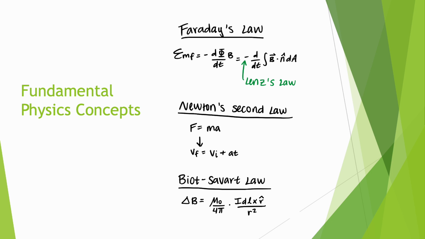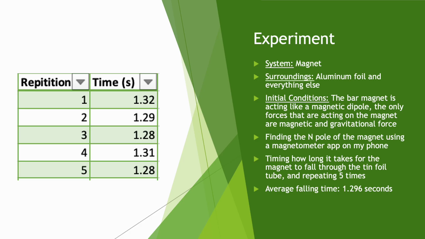Lastly is the Biot-Savart law, which states that a steady current produces a magnetic field with the strength varying depending on distance and the current. Jumping into the experiment, the system is the magnet, and the surroundings are the aluminum foil tube and everything else. The initial conditions assumed in this lab are that the magnet is acting like a magnetic dipole, and the only two forces acting on the magnet are magnetic and gravitational.